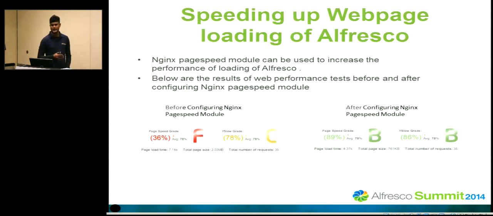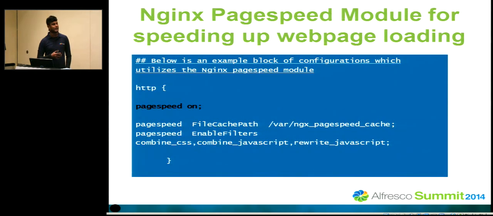The next thing we have to consider is web page loading speed. There's a module called PageSpeed for Nginx. It's a custom module, so we should rebuild the Nginx RPM using Nginx PageSpeed. The first diagram shows before we configure PageSpeed, and the second one shows after configuring it. As you might notice, there's a vast improvement in the performance.